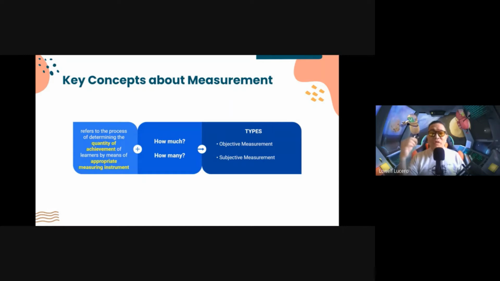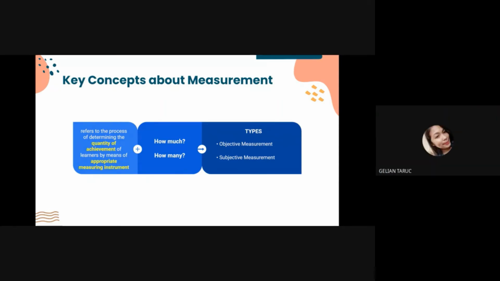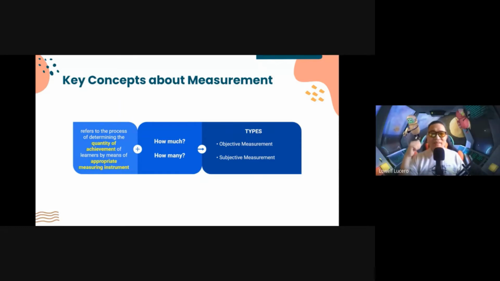For subjective measurement, the response relies on the perception of the test taker. Who can give an example of a test like this? The subjective measurement. Anyone? Yes, sir. Essay, sir. Essays. Okay, good. Essay is a subjective measurement because the answer of the students relies on their perception, right?